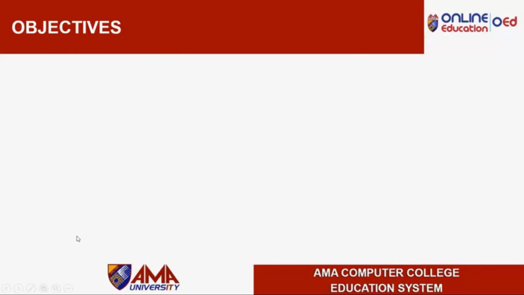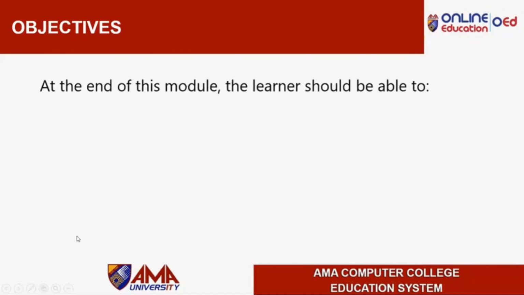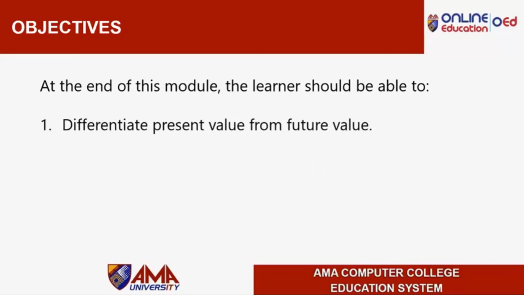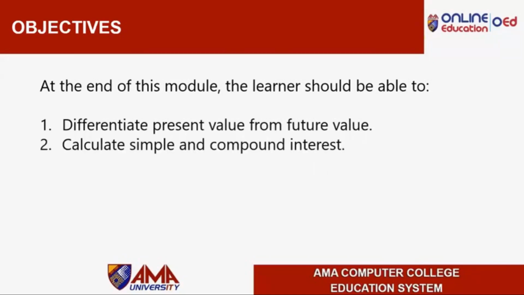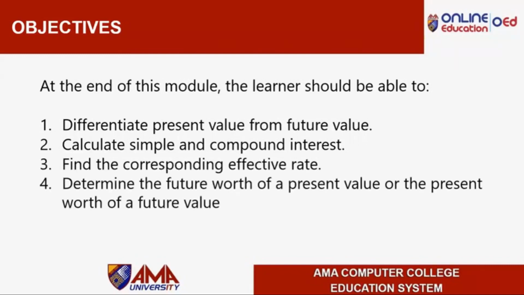So, objectives. At the end of this module, the learner should be able to differentiate present value from future value, calculate simple and compound interest, find the corresponding effective rate, and determine the future worth of a present value or the present worth of a future value.